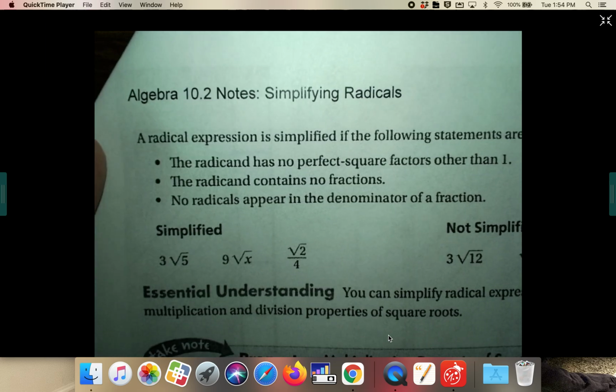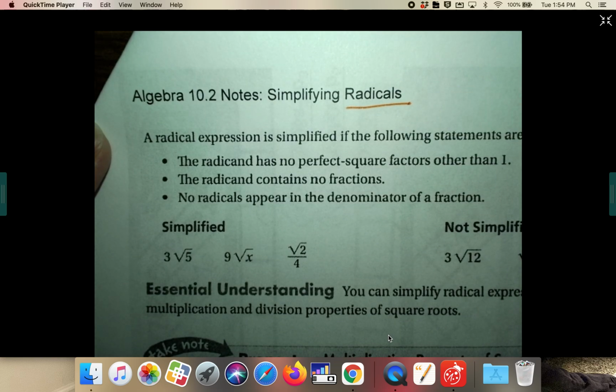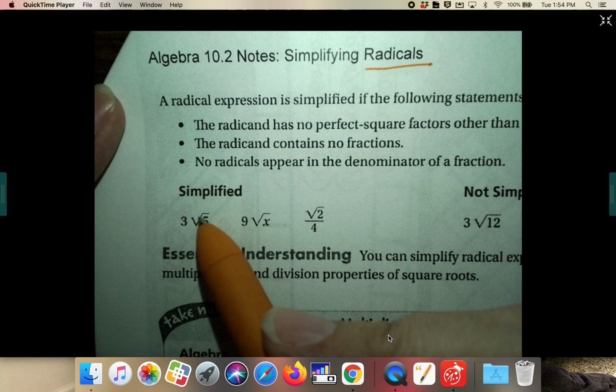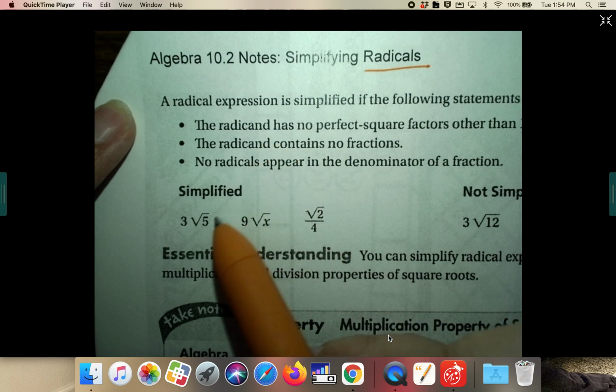Okay, Algebra lesson 10.2 is over simplifying radicals. A radical expression is just something that has this little square root symbol in it. And actually this square root symbol has a name. It's called a radical. So this is 3 and then the radicand, inside the radical is a 5. So this is just called a radical expression.